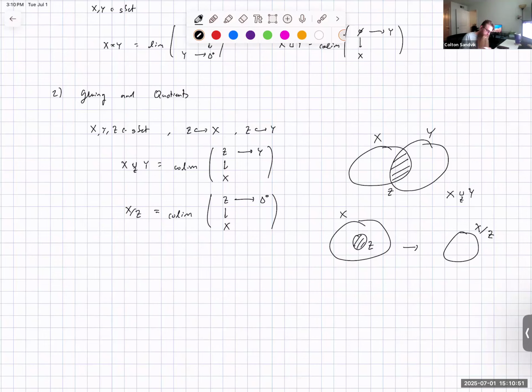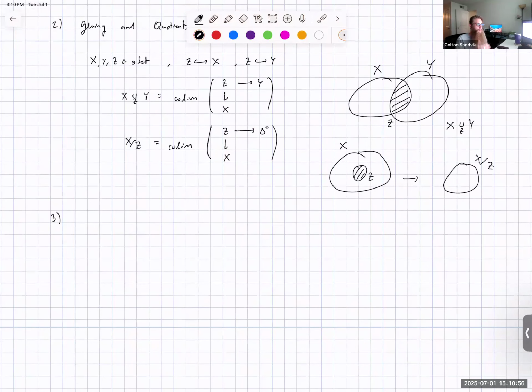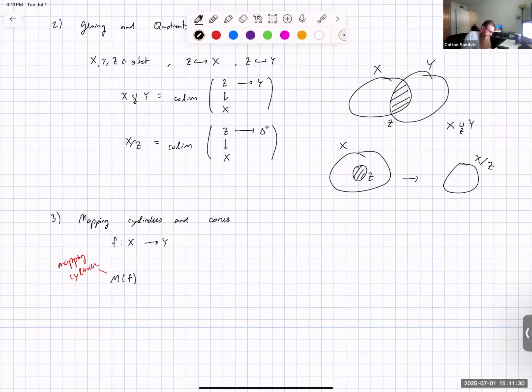So the next one that I wanted to do was a related one. I mostly just wanted to include this because when you learn algebraic topology, this is the foundational construction that you encounter, the idea of mapping cylinders or cones. Let's take a morphism from X to Y of simplicial sets, and then we can define the mapping cylinder also via a colimit.